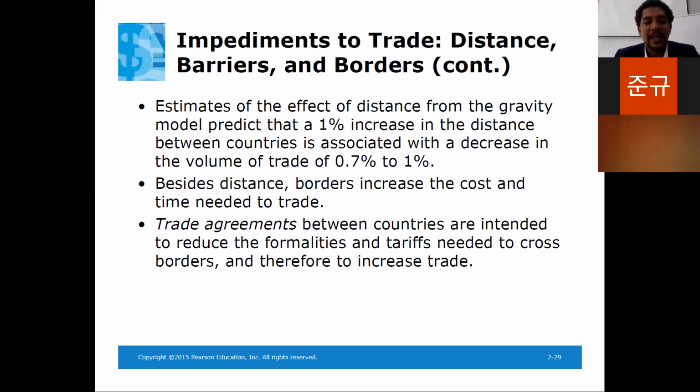Okay, besides distance, borders increase the cost and time needed to trade. So trade agreements between countries are intended to reduce the formalities and tariffs needed to cross borders, and therefore to increase trade. So we're talking about the World Trade Organization, right?